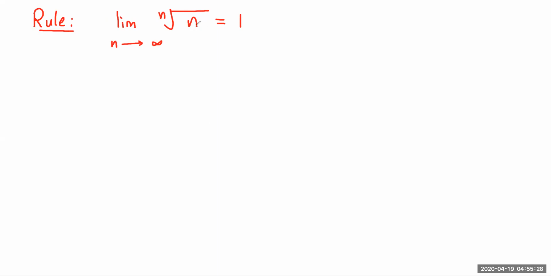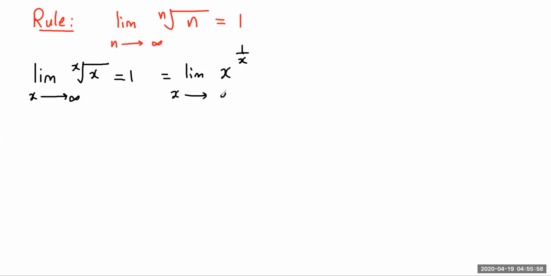So how to justify or prove this rule? In fact, this comes from this exercise. Prove that the limit of the xth root of x when x goes to infinity is 1. Or this is the limit of x power 1 over x. How to calculate this limit when x goes to infinity?